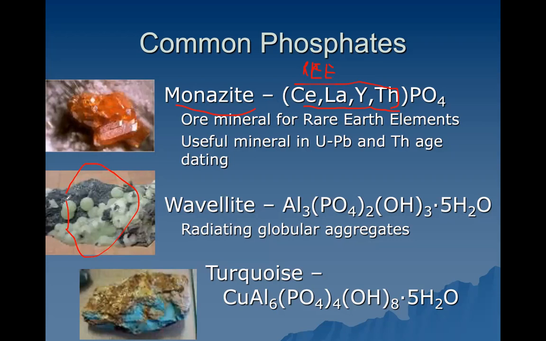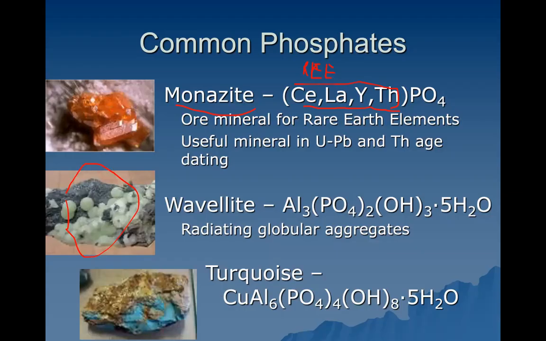Then turquoise is there. That is copper aluminium phosphate. So you can see a bluish color is there. Right, turquoise. These are actually a little bit rare minerals.